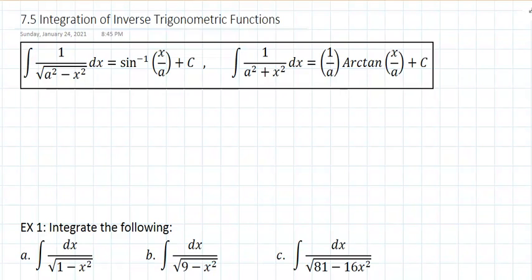Section 7.5 talks about integration of inverse trigonometric functions. So we know the derivative of inverse sine of x is 1 over the square root of 1 minus x squared. I have an a in there. And we know the derivative of arctangent of x is 1 over 1 plus x squared. I want to derive this for you so we can use it all throughout. This way you don't have to derive it every time.